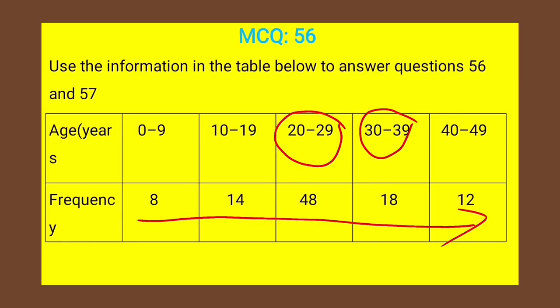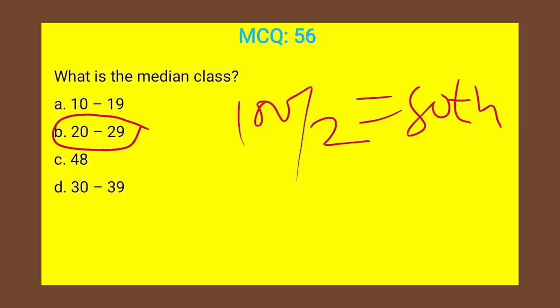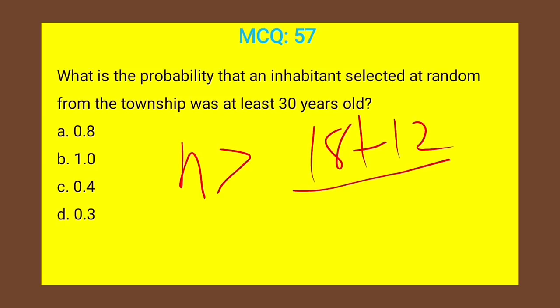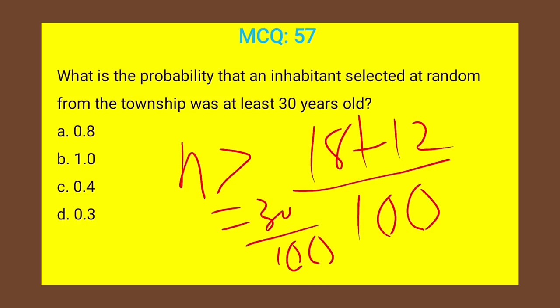So we are going to sum up all the frequencies from 30 and above. It's going to be what? 18 plus 12. So it becomes 18 plus 12, divided by the total frequency, which is what? 100. That's how you find the probability in this case. So it's going to be 30 divided by 100, and 30 divided by 100 in decimal is going to be 0.30. So option D is the right answer for this question.